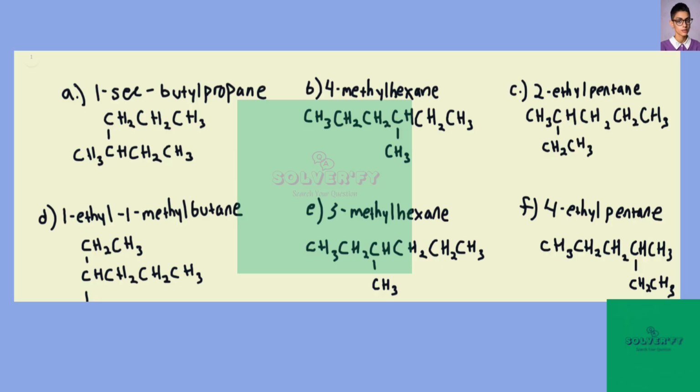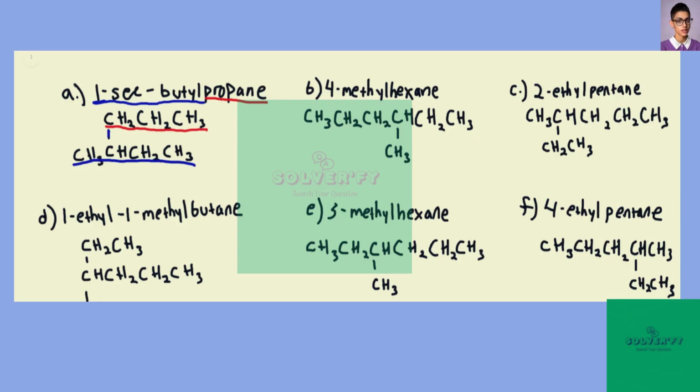So for each of them, I started with the root chain, which ends in ane. So for the first one, for A, for propane, I started with a 3-carbon base chain. I then added an additional group in the first position, or the position that corresponds to that number at the beginning. So in the first position, I added a sec-butyl group. So that would be right here.